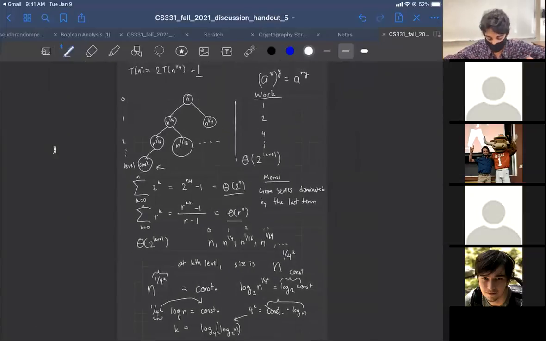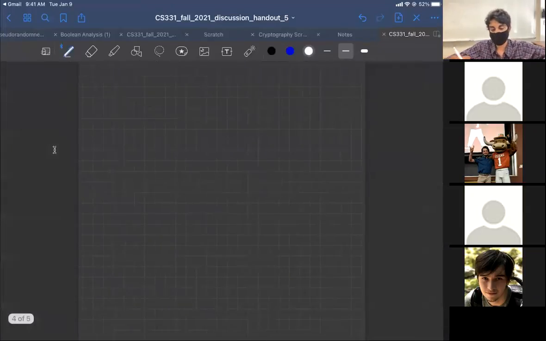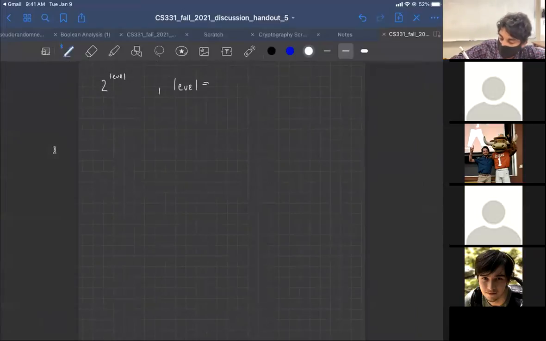Anyways, so now we have K. So now we just take 2 to the level. So now we take 2 to the level is our runtime. The level at which we end is equal to log base 4 of log base 2 of n.